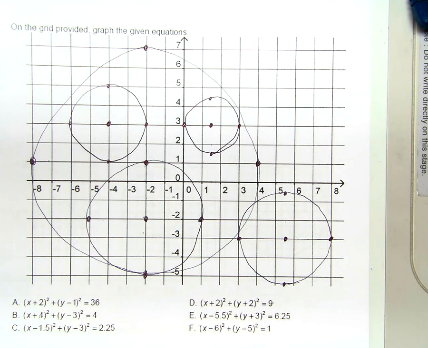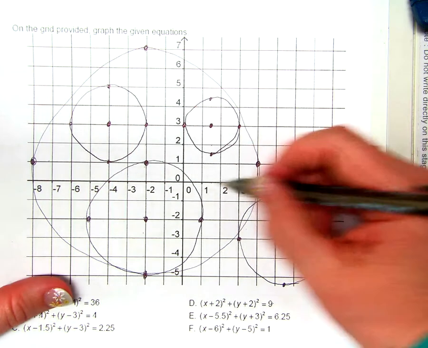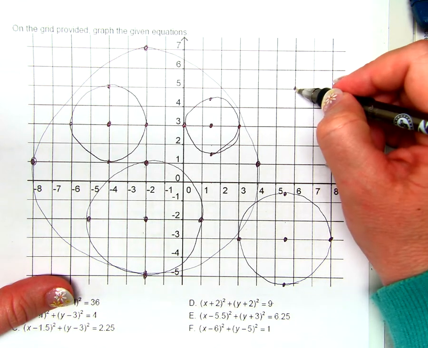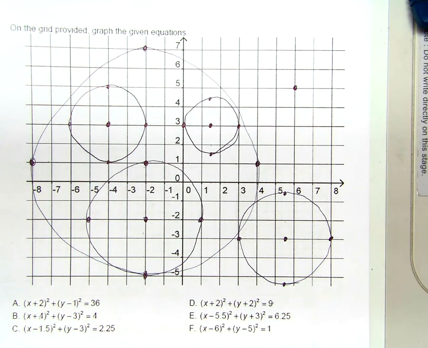I've got one more to do. Where is it? 6, 5. If I'm going to 6, 5, what's my radius? I think the radius might be 1.